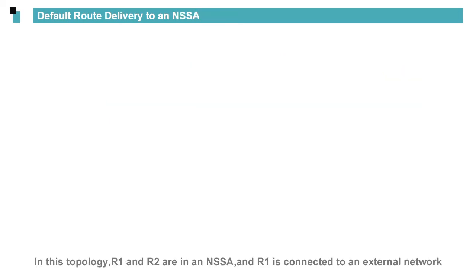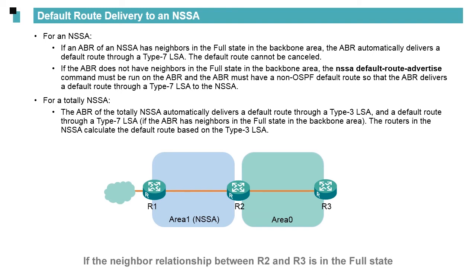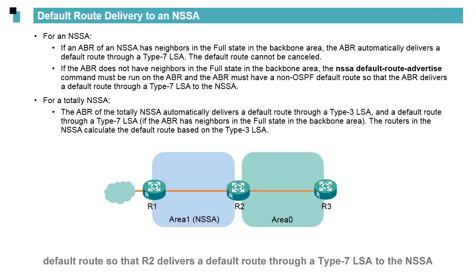In this topology, R1 and R2 are in an NSSA, and R1 is connected to an external network. If the neighbor relationship between R2 and R3 is in a full state, R2 automatically delivers a default route through a Type 7 LSA. If the neighbor relationship between R2 and R3 is not in a full state, the NSSA default route advertise command must be run on R2, and R2 must have a non-OSPF default route so that R2 delivers a default route through a Type 7 LSA to the NSSA.